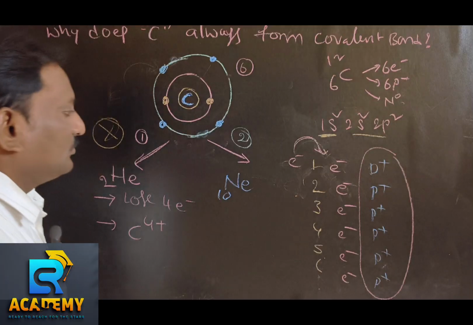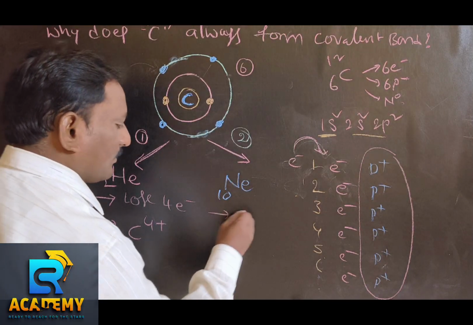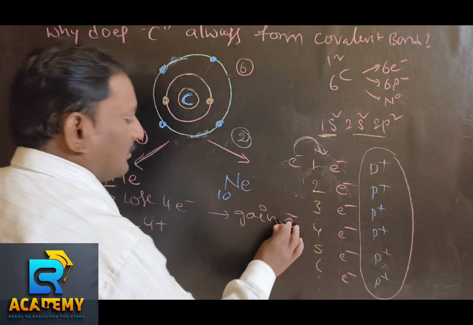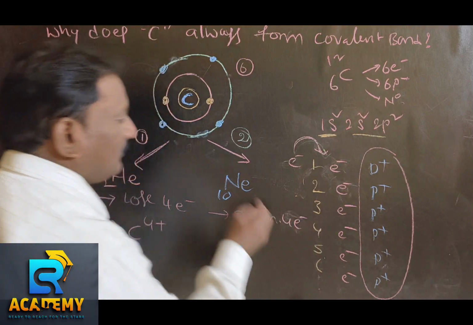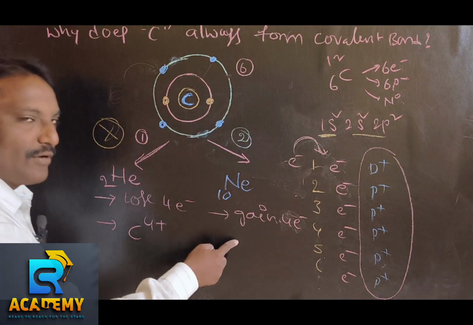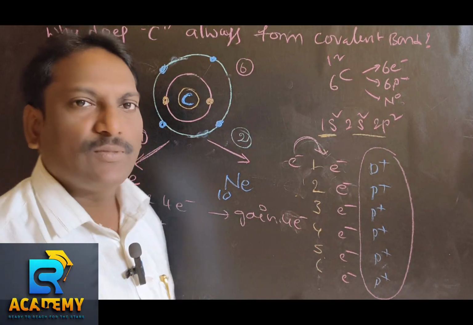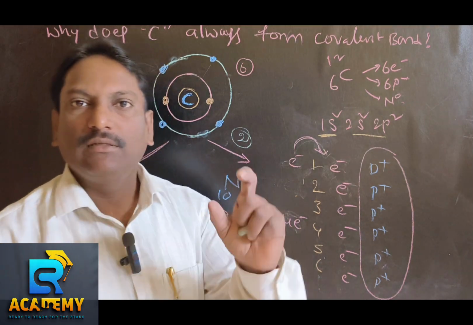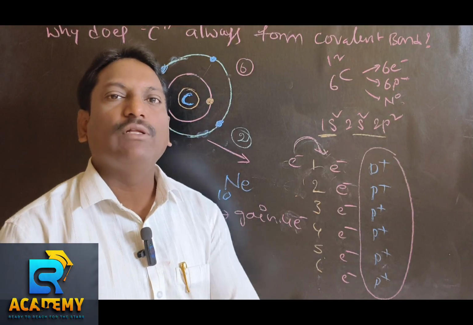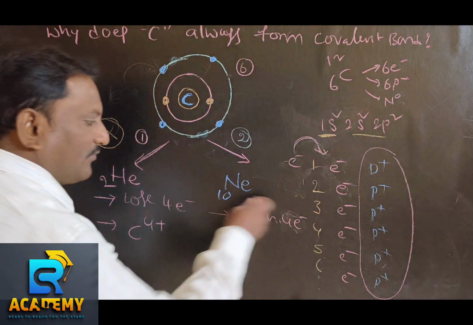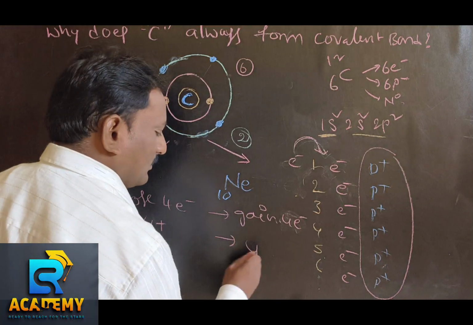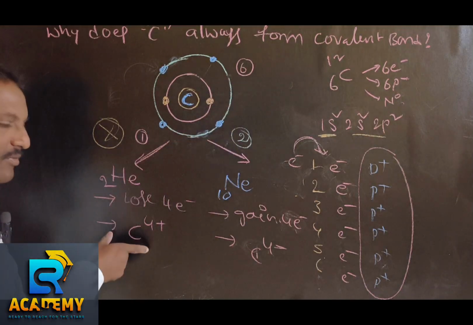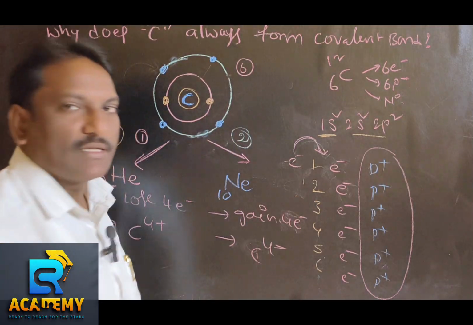So that's why this option is also rejected by carbon. To attain neon configuration, it should gain 4 electrons from others. But the protons present in the nucleus raise their voice: please don't accept electrons from others, because we are unable to hold the excess electrons. If it gains electrons, it forms the C4 minus ion. So case number 1 is rejected and case number 2 is also rejected.